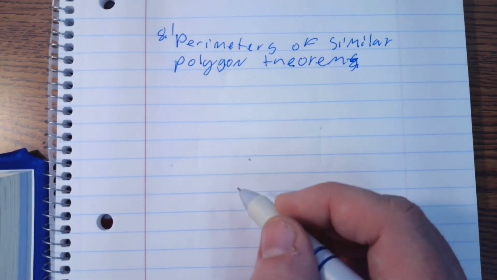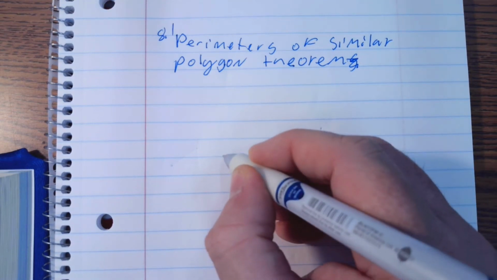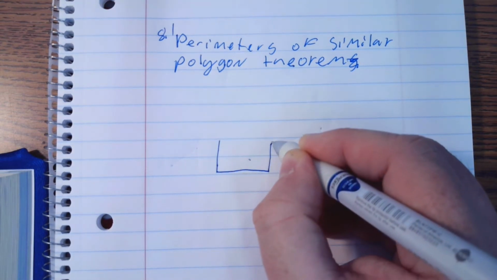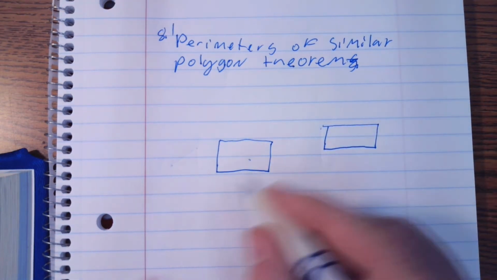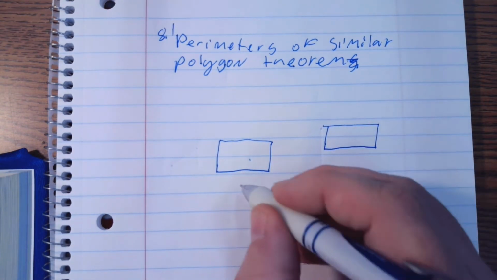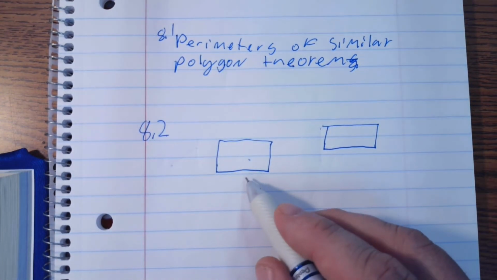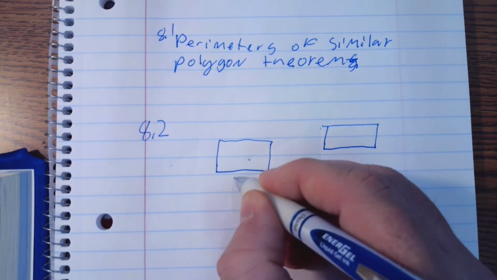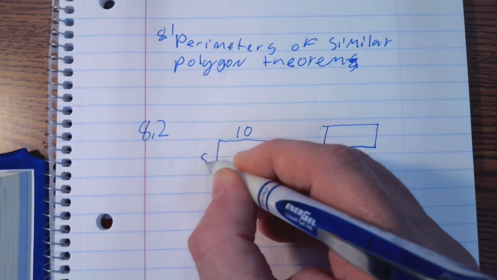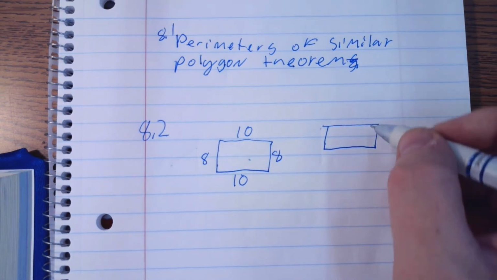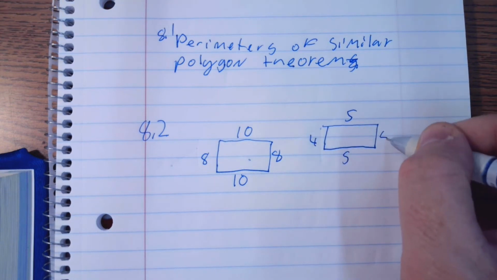Theorem 8.2, this one's a little bit different. And so we're going to kind of look at this one. I've got these two shapes, they're not great. I'm actually going to look at both of the theorems here with this. So I'm going to call this 10, this 10, this is going to be 8, this is going to be 8, this is going to be 5, 5, 4, 4.